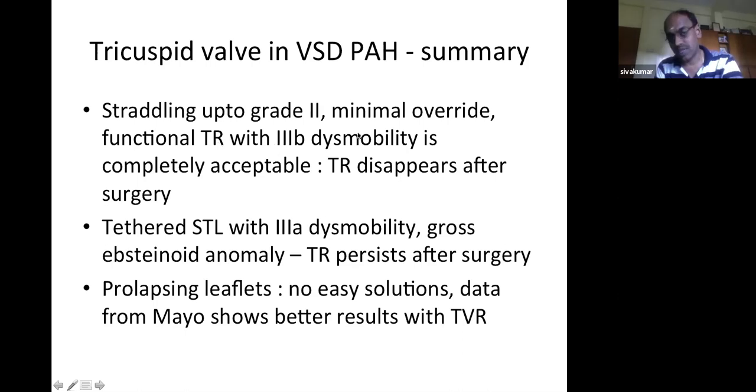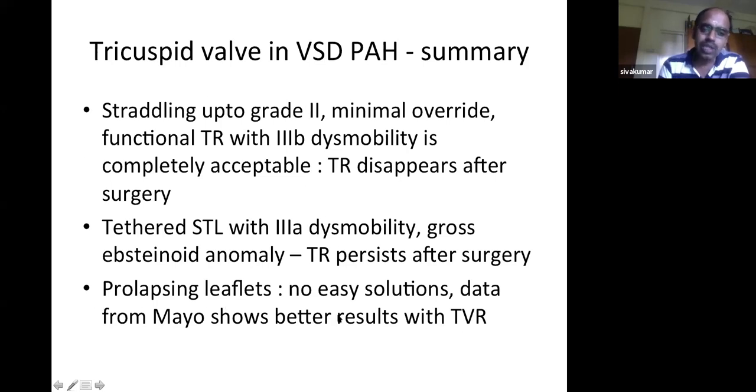Functional tricuspid regurgitation with type 3B dysmobility due to dilated right ventricle is acceptable. In all these conditions, tricuspid regurgitation will disappear once you do the double switch operation. If it is due to tethering of the septal tricuspid leaflet with type 3A dysmobility, shortened septal tricuspid leaflet, shortened septal tricuspid leaflet chord A, or if it is due to gross epsteinoid malformation, tricuspid regurgitation will persist after the surgery. In these particular patients, it may be better to go for a tricuspid replacement.